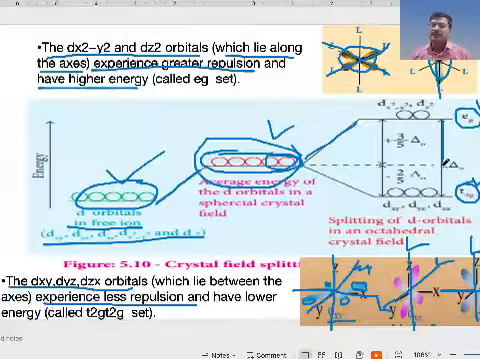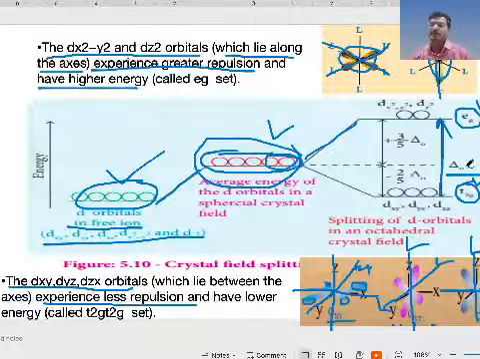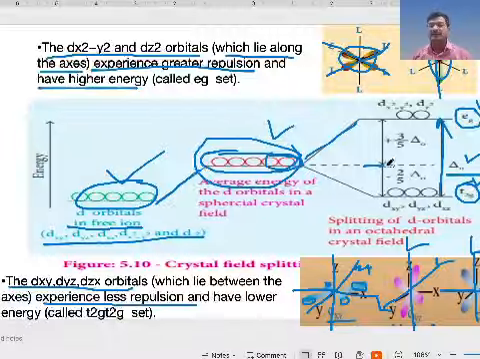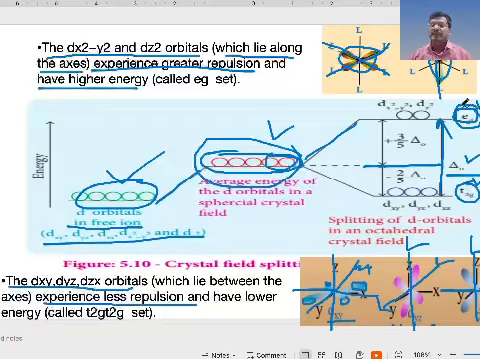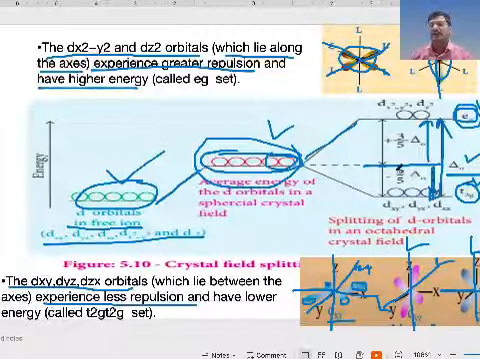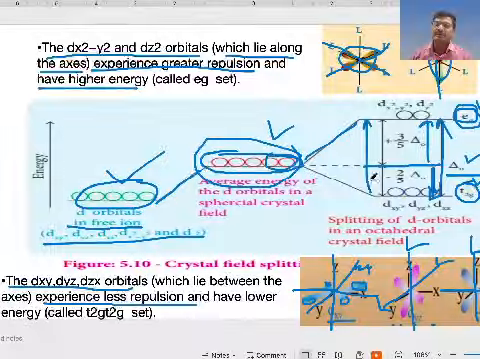The energy difference between these two energy levels is equal to delta O. O stands for octahedral. The energy difference is known as delta O. In this case, the Eg level orbitals gain energy, almost equal to plus 3/5 delta O, and the T2g level orbitals lose energy, almost equal to minus 2/5 delta O. So these have more energy, equal to 3/5 delta O, and these have less energy, equal to 2/5 delta O. The difference between these energies is delta O.